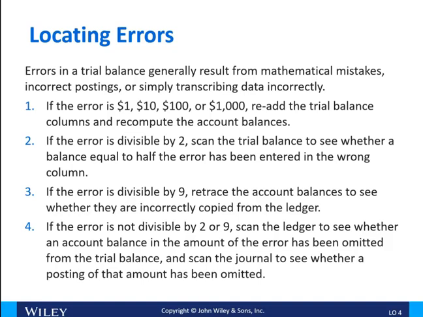So if you can use one of these quicker ones to isolate the error, great. Otherwise, it's simply going back and looking at the trial balance to the ledger and then the ledger back to the journals to make sure you've included everything and posted it correctly.